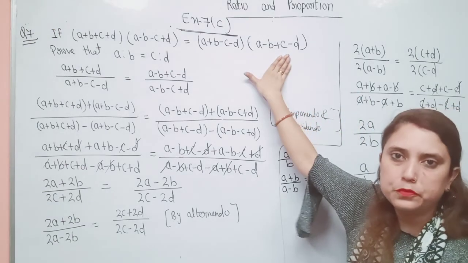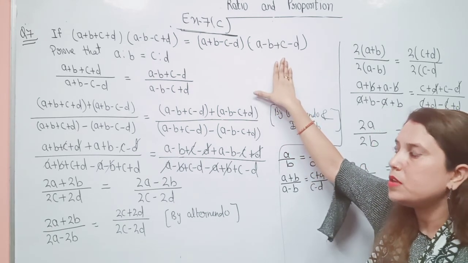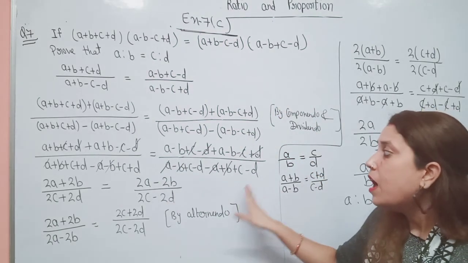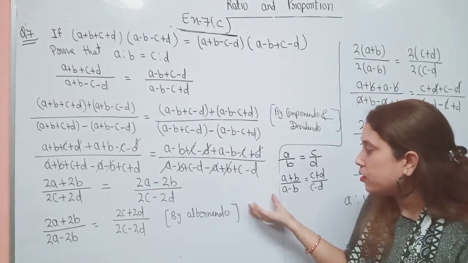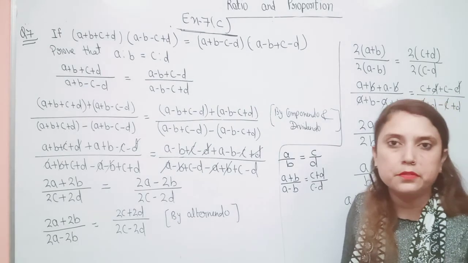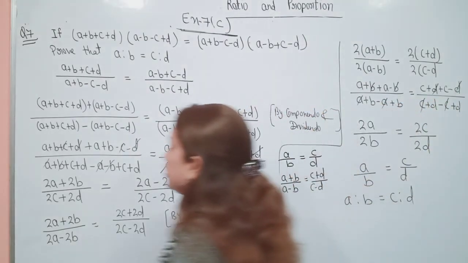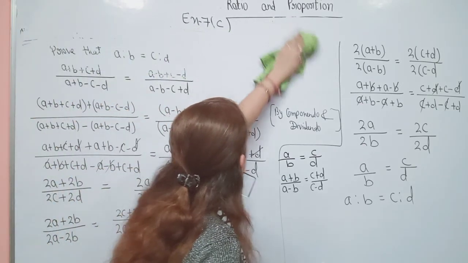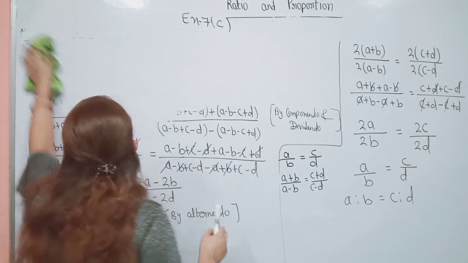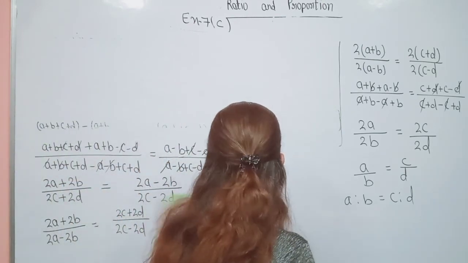Hence proved. Okay beta. The question is lengthy but it is so easy. Only the calculation part is there. Apply componendo and dividendo. All questions are based on the properties componendo and dividendo and alternando. Okay beta. So let's do the next question. Question number 9, exercise 7C.